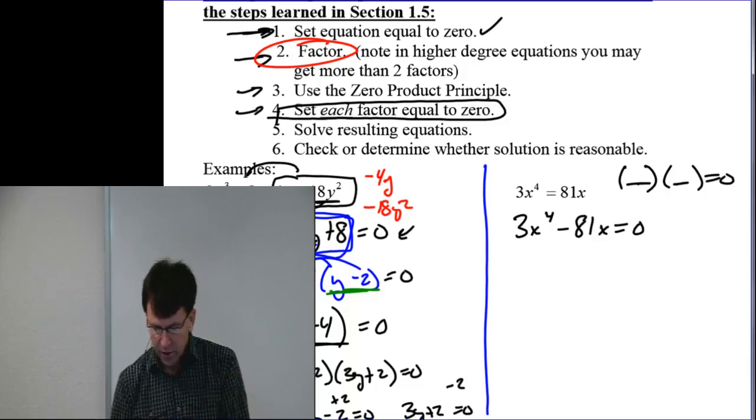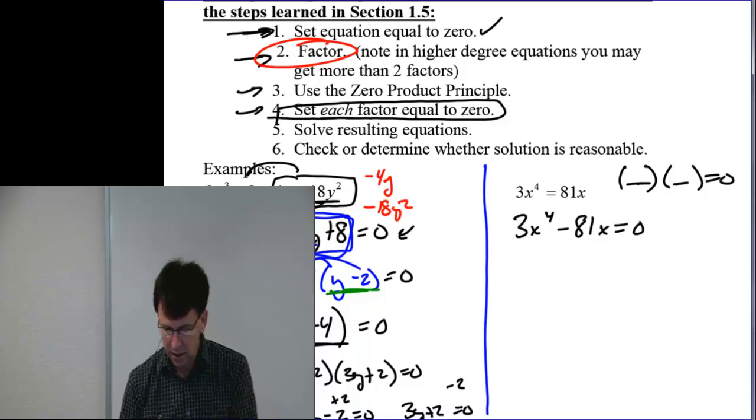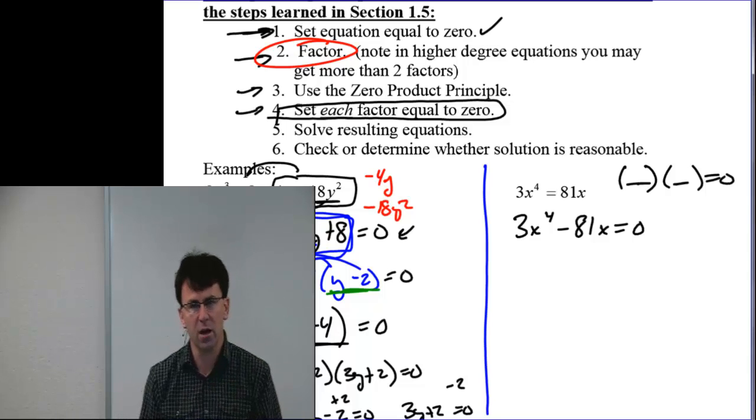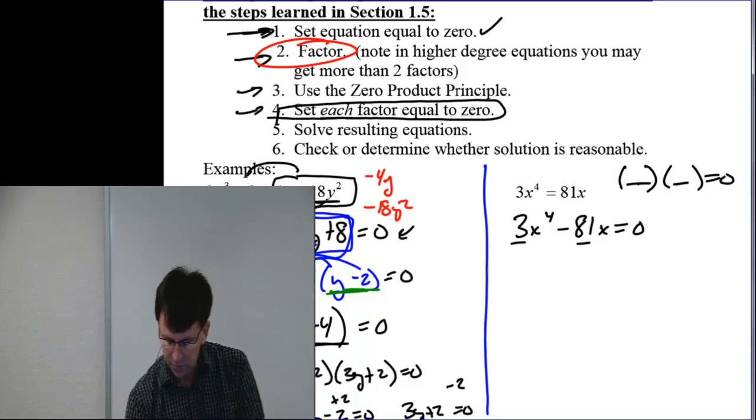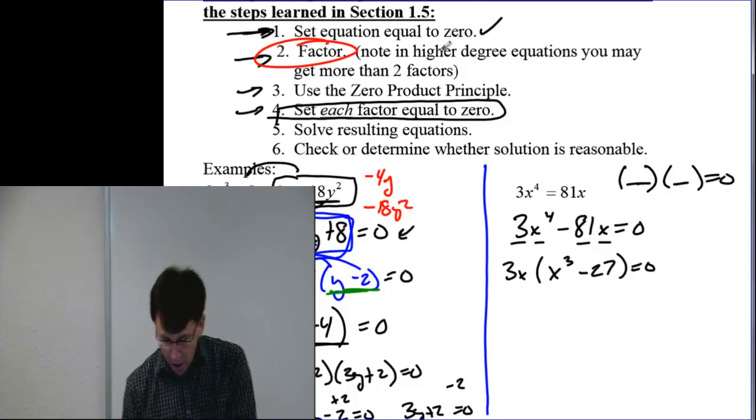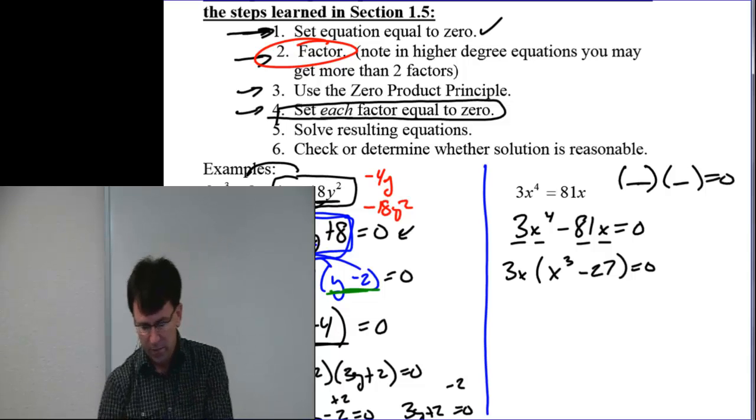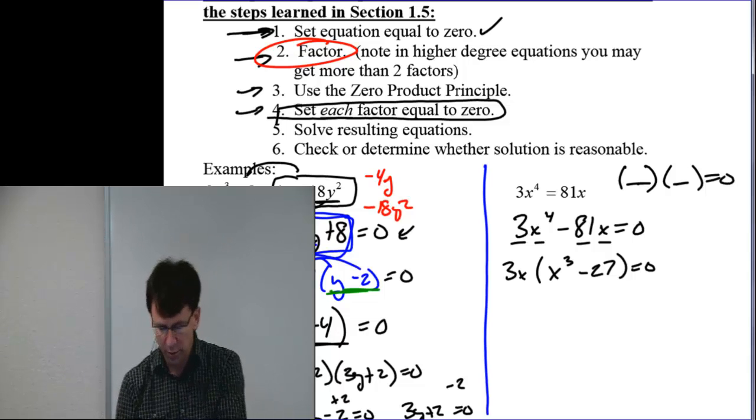Well, it looks like I'm kind of stuck, but always think greatest common factor first. I see a 3 and an 81, and I see something in common. I see an x to the 4th and an x. So I think I can pull a 3x out of that, leaving me with x to the 3rd minus 27 equals 0. Now, I really kind of have it in factored state, and I could set each one equal to 0, but I can just keep factoring along the way, and maybe I'll be okay.